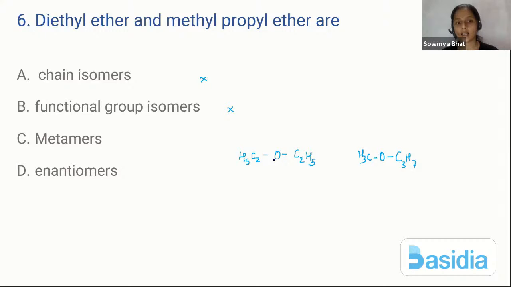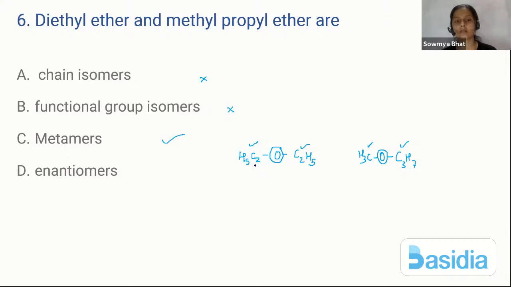These are structural isomers which have different groups on either side of the functional group. So this is considered as the functional group. Here you have C2H5 on one side, and here you have C2H5. And here, this is a functional group, and what you have is CH3 on one side and C3H7 on the other side. So these two compounds differ in the groups which are adjacent to the functional group, so they can be metamers.